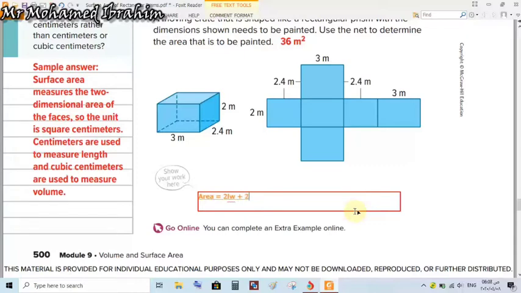2 times width times height, plus 2 times... we took length and width and then width and height. So what is the last amount? It's length and height. 2 times length and height.